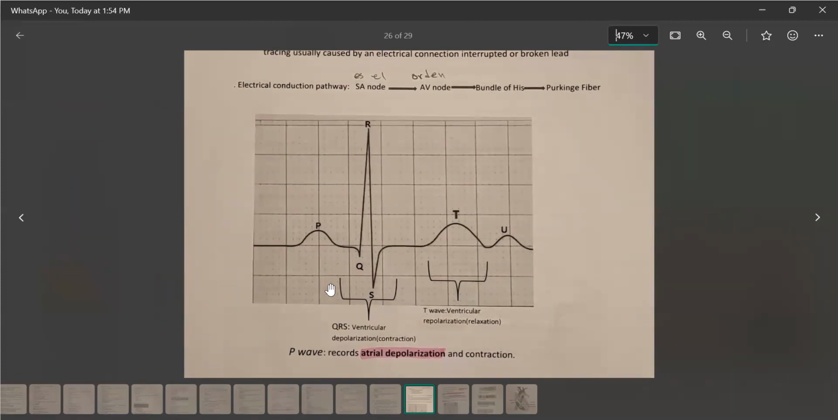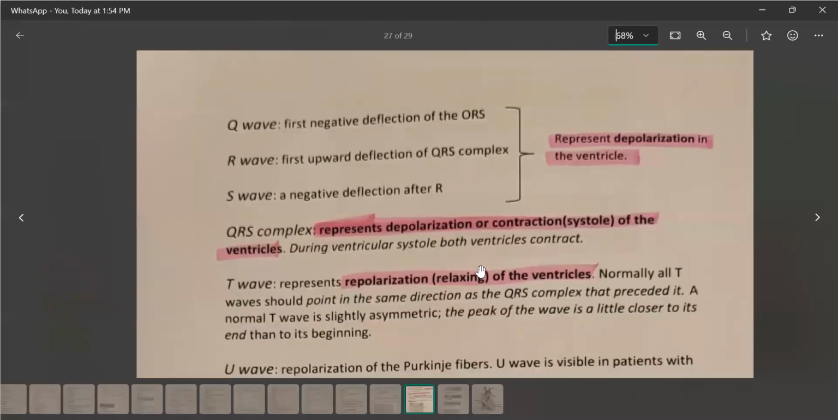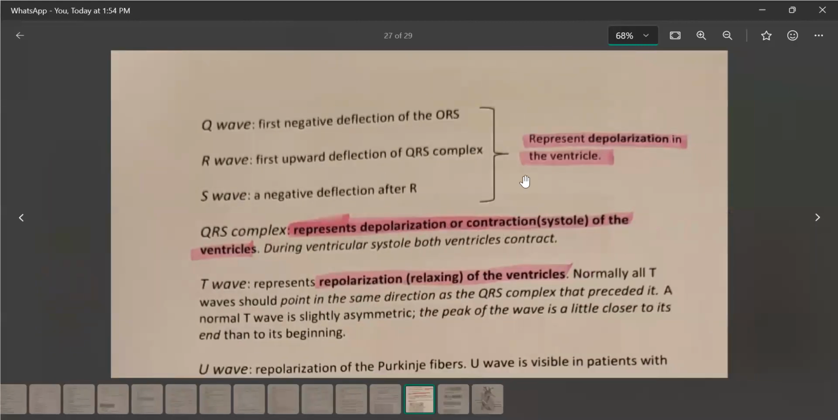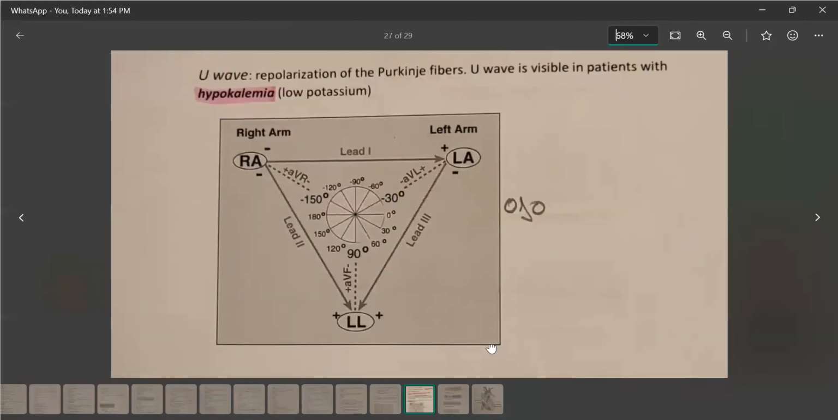Here's a sample graph. The P wave records atrial depolarization and contraction. The Q wave, R wave, and S wave represent depolarization in the ventricle. The QRS complex represents depolarization or contraction, systole, of the ventricle. The T wave represents the repolarization, relaxing, of the ventricles. The U wave is visible in patients with hypokalemia.